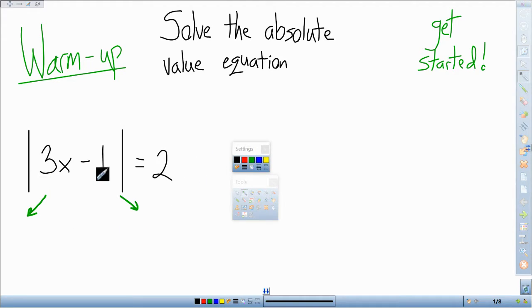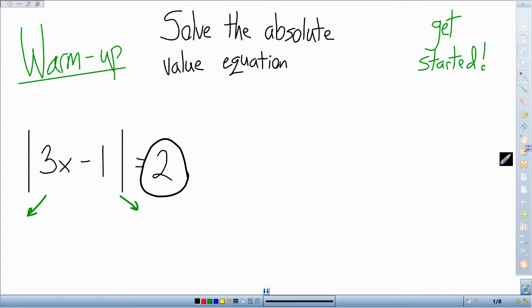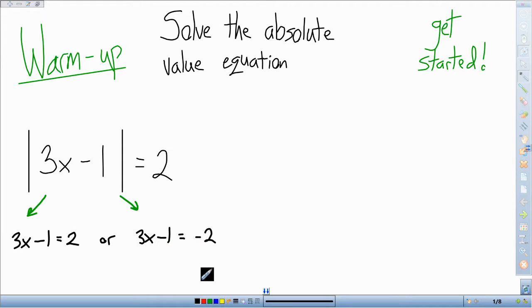Okay, so on this, what we're basically doing is taking what's inside the absolute value bars, setting it equal to a positive 2 and a negative 2, the positive and the negative of this number. So those are our two equations. So 3x minus 1 is going to equal 2, or 3x minus 1 is going to equal negative 2. From here we just solve and we have our two possible answers.